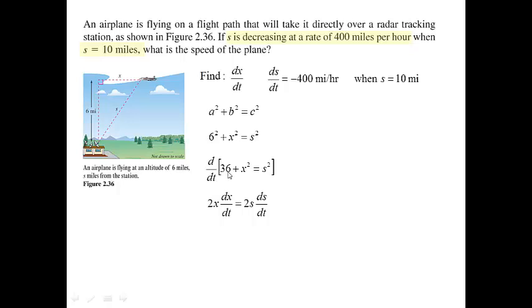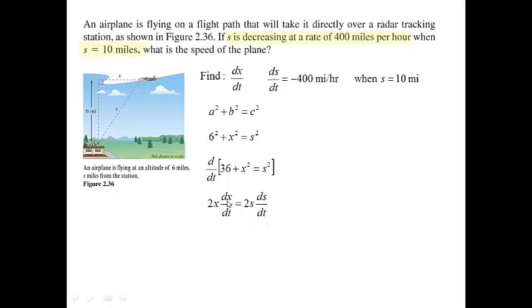The derivative of 36 is 0. The derivative of x squared with respect to t is 2x, and then we have a dx/dt, because now we're not taking the derivative with respect to x, which we wouldn't have this term, but we're taking it with respect to t, so we have to have a dx/dt equals 2s ds/dt, the chain rule for this variable. All right.